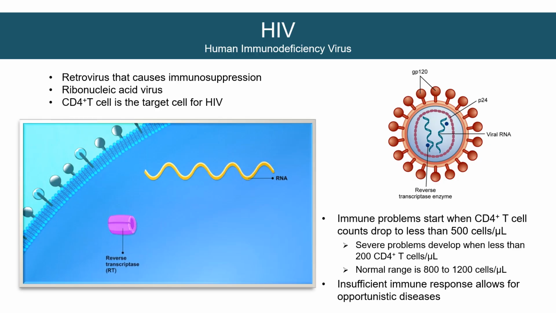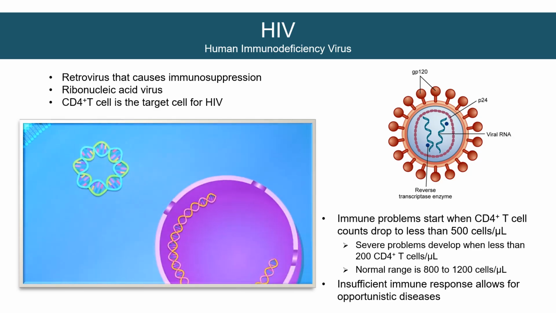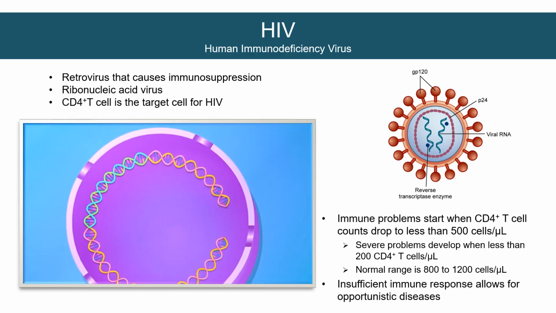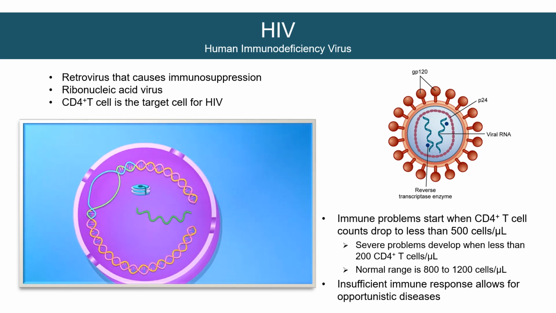Reverse transcriptase uses the viral RNA to synthesize first a strand of viral DNA and then the complementary DNA strand. The viral DNA then moves to the nucleus of the cell where it integrates into the host cell's DNA. Transcription of the DNA within the nucleus now results in the production of viral RNA.